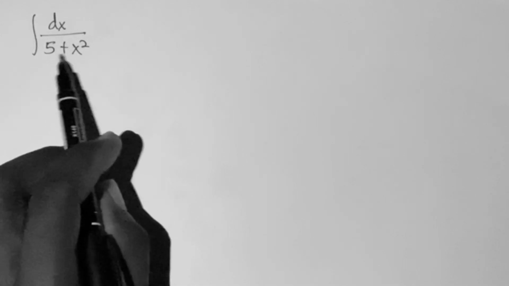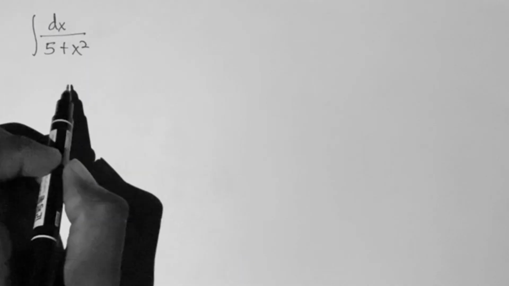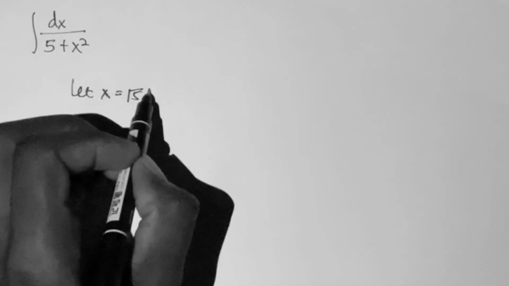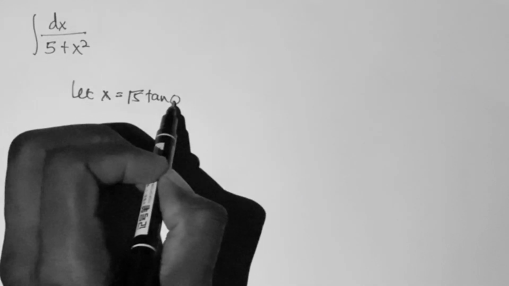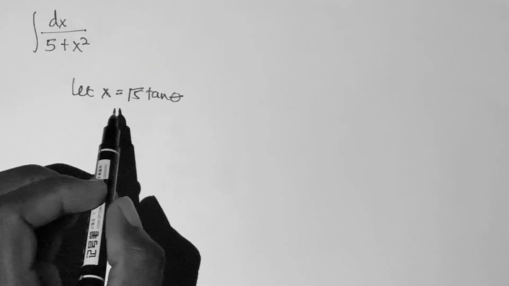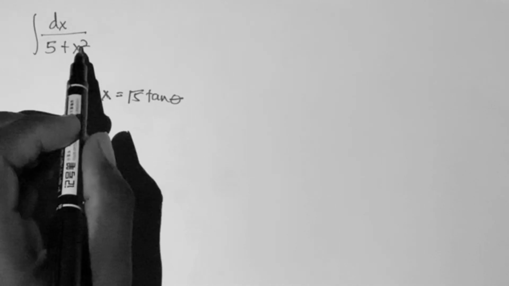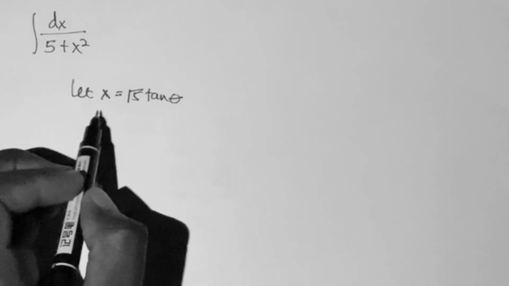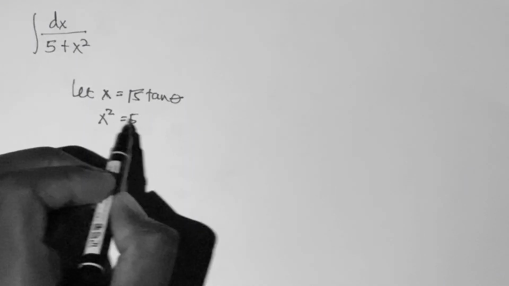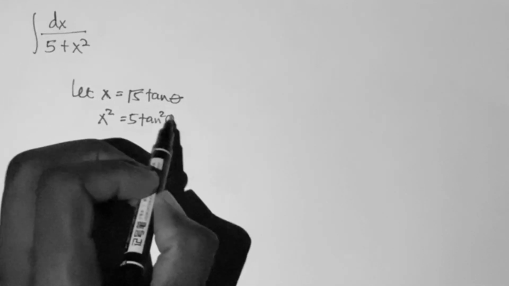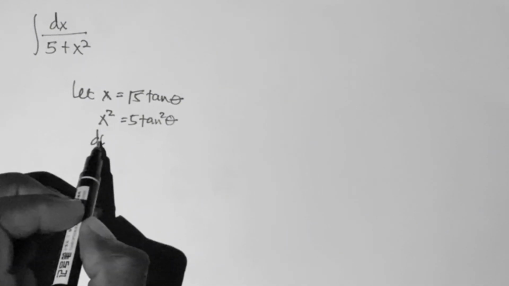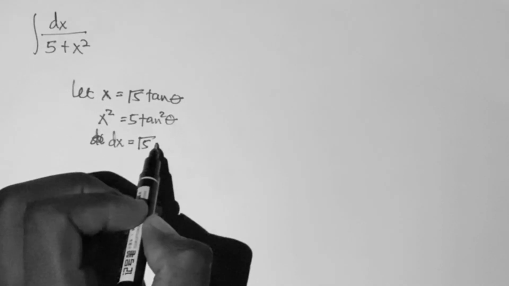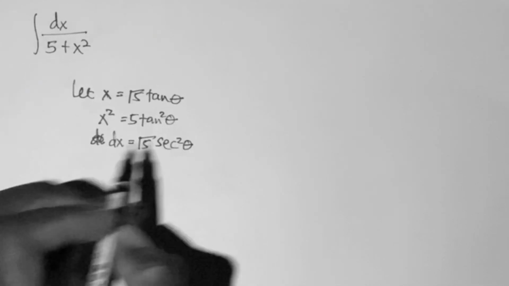Integrate dx over 5 plus x squared. So let x be equal to square root of 5 tan theta. Now, the reason why we are using square root of 5 is so that when we square it, we will get 5 here, so that we can factorize this 5 out. So x squared is equal to 5 tan squared theta. And then dx is equal to root 5, then sec squared theta.